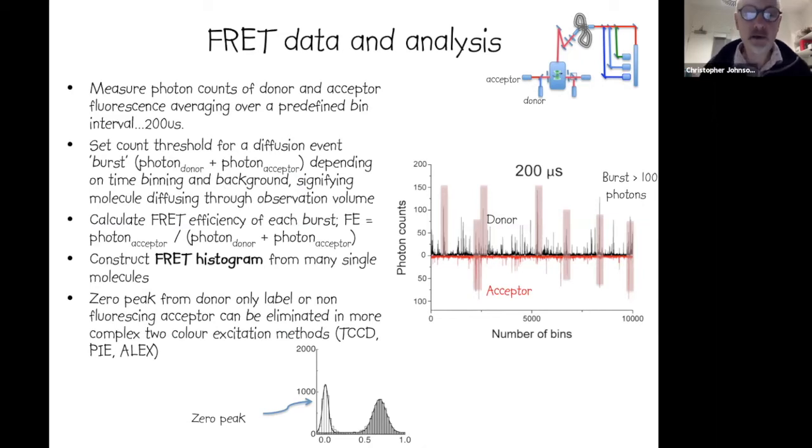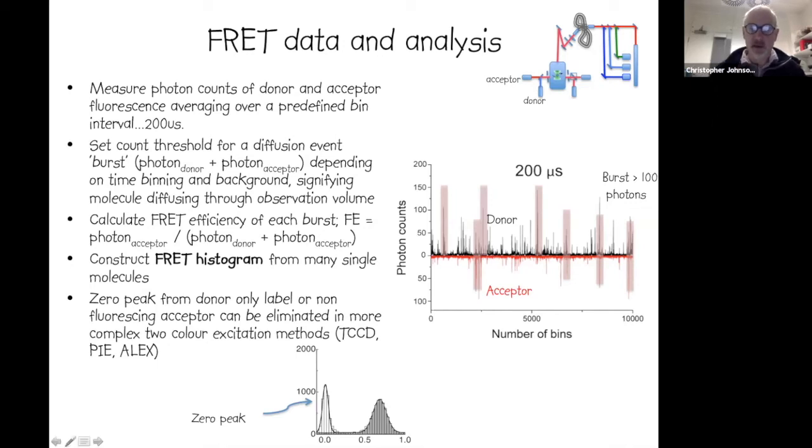The burst is then classed as a molecular event, and the FRET efficiency of that burst is defined as the ratio of the number of photons in the acceptor channel divided by the total number of photons counted in donor and acceptor. What you then do is observe many of these burst events as a trajectory. You just collect data over, say, half an hour, and you measure many bursts. Then you go back, analyze the data, and you can construct a FRET histogram, or a population distribution of the FRET efficiencies from many of these single molecule burst events.